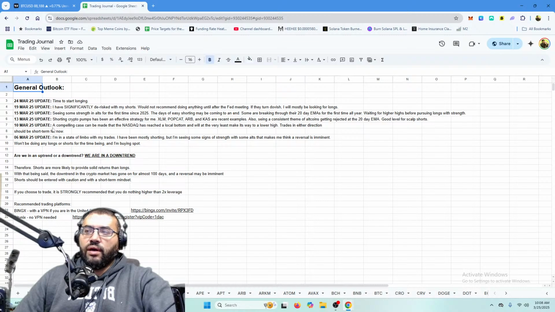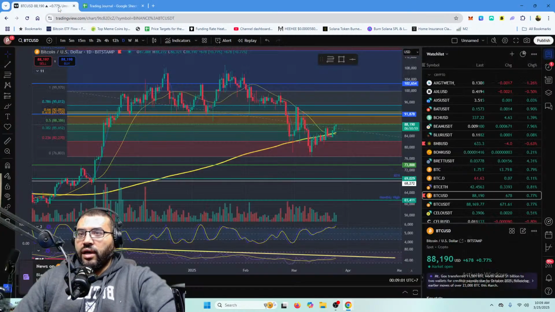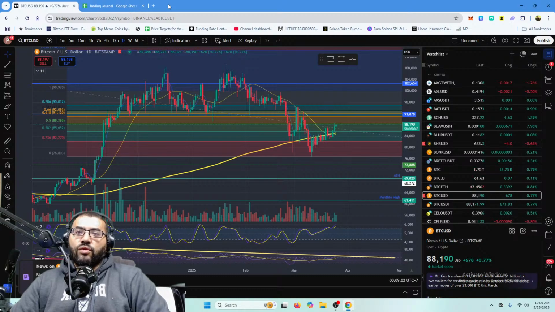And then every time I have a new update here, it looks like a compelling case can be made that the NASDAQ has bottomed out. That was March 10th, and the NASDAQ has not gone lower than March 10th. Shorting crypto pumps has been an effective strategy for me. Seeing some strength in alts for the first time in 2025. I have significantly de-risked with my shorts. And then the last one, time to start longing, and that's my mindset right now: I am looking for more longs than shorts.